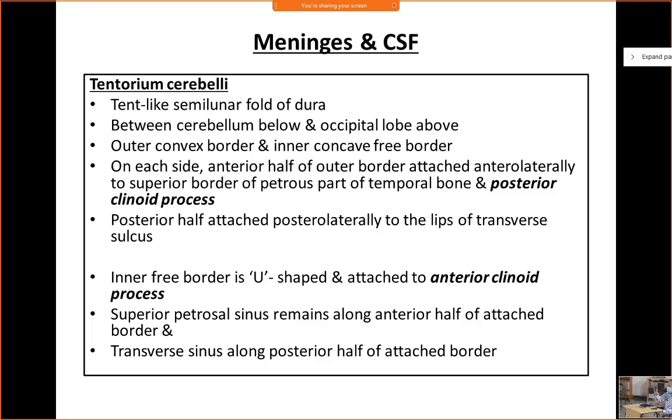Pituitary fossa. There is a bony spike, actually, nothing else. This is a bony spike. One is anterior, one is posterior. So the posterior clinoid process and the anterior clinoid process. So it will come and attach here.